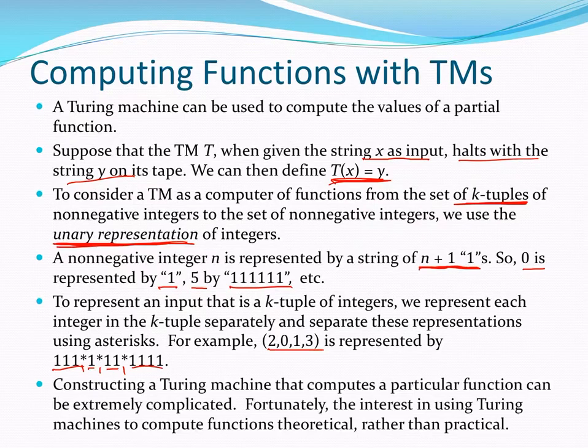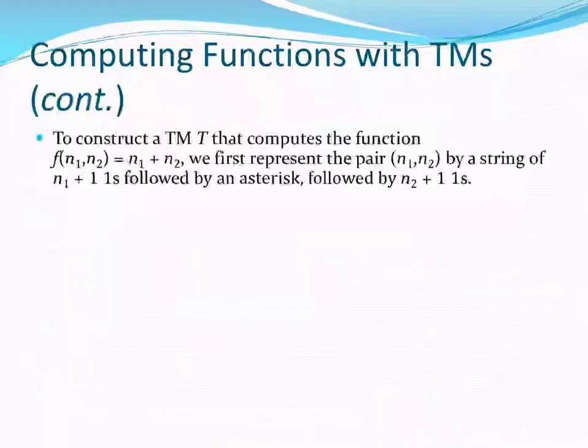It can be frustrating to build these types of machines, but our interest in this is more theoretical rather than practical. And I'll give a hint as to how difficult writing down Turing machine functions can be in just a bit. Let's compute a rather simple one next. I want to construct a machine that adds two numbers, n1 plus n2. That means I have to input a 2-tuple, which will be n1 plus 1 ones, followed by an asterisk, followed by n2 plus 1 ones.